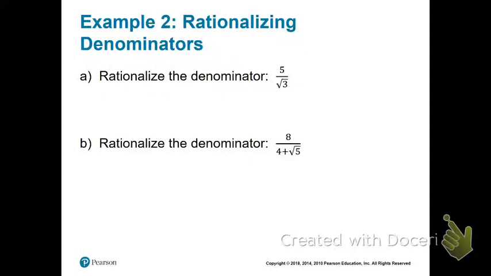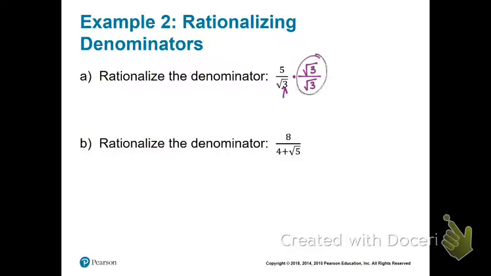So look at example 2 here. It says we're going to rationalize the denominator. If we look at A, we have 5 over the square root of 3. Well, the square root of 3 I can't simplify, and notice there's no plus or minus sign. So I'm going to have to multiply the denominator by something. Well, remember, for a square root, we need 2 3s to be able to take the square root of it. So we're just going to multiply by another square root of 3. And what we do to the bottom, we do to the top.